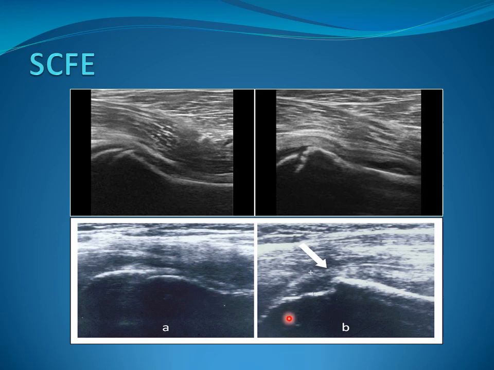This is the normal side and this is the slipped abnormal side.